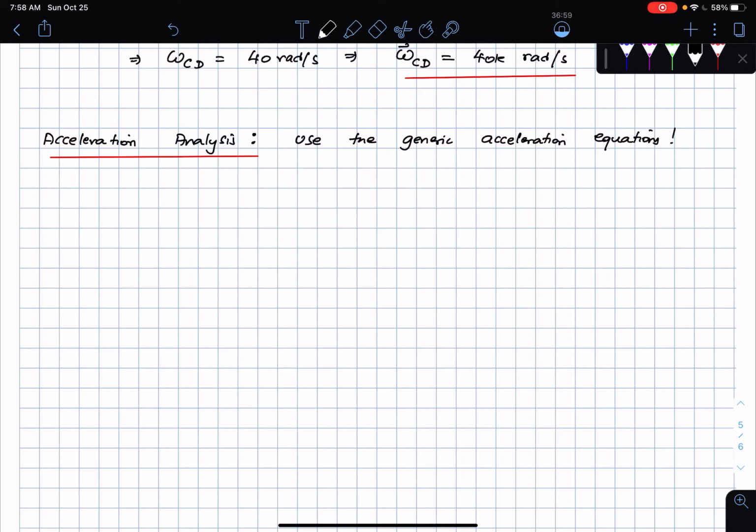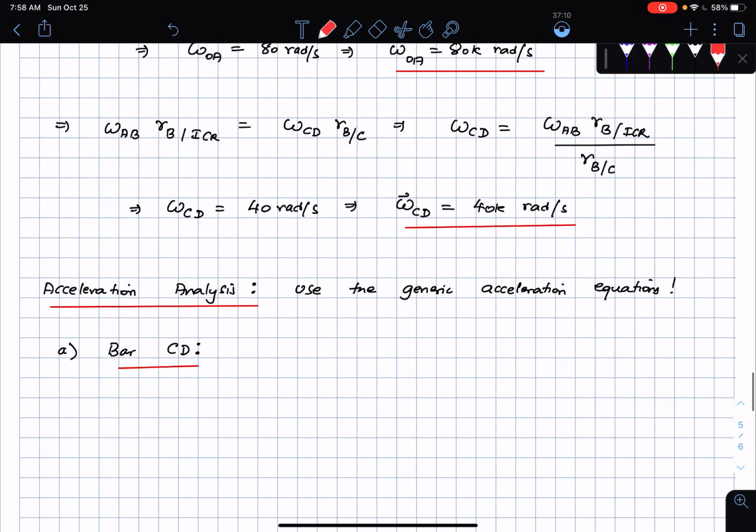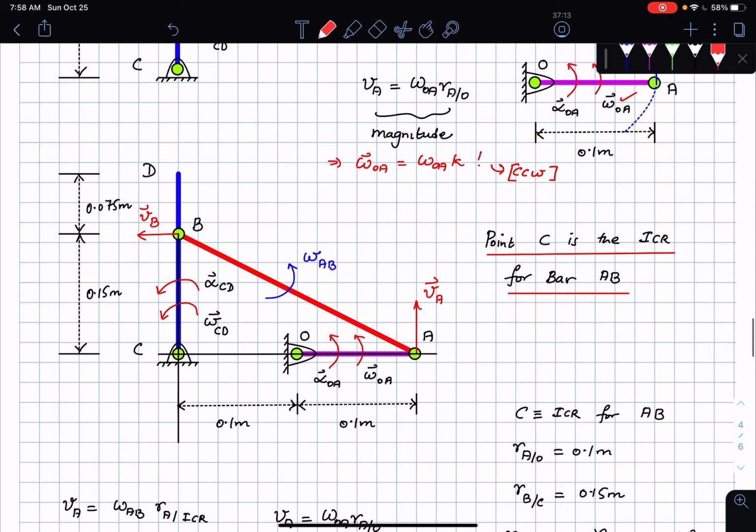So let's start with the bar CD. What is my strategy? Point B is a point on the bar CD, and point B is a point on the bar AB, so I can relate the velocity or acceleration of point B on both these bars together. And since I already know omega OA, I can also write the angular acceleration of OA in terms of the point A.